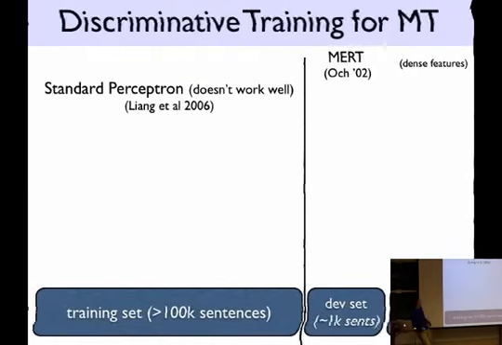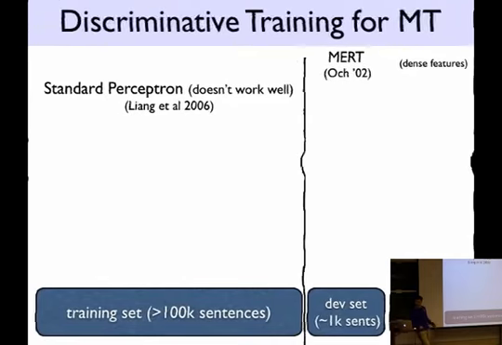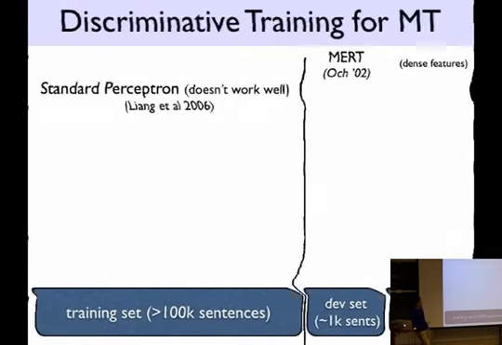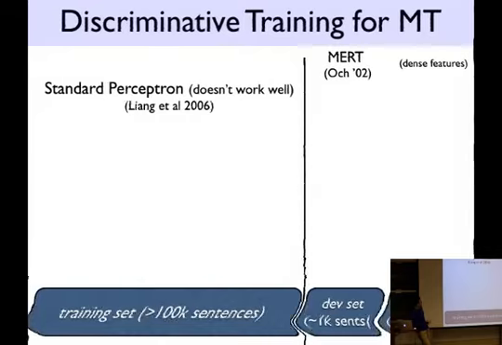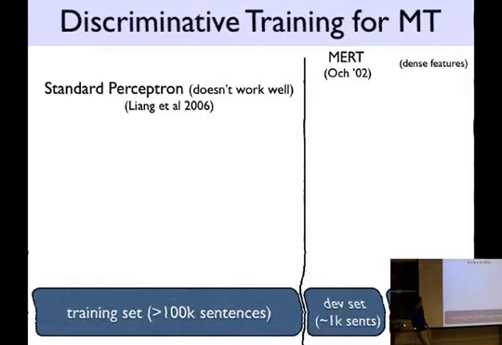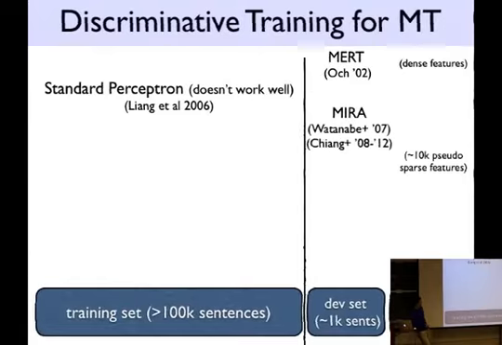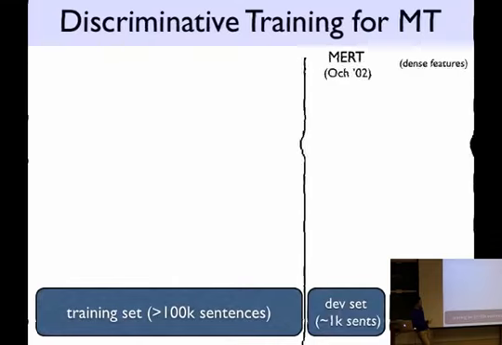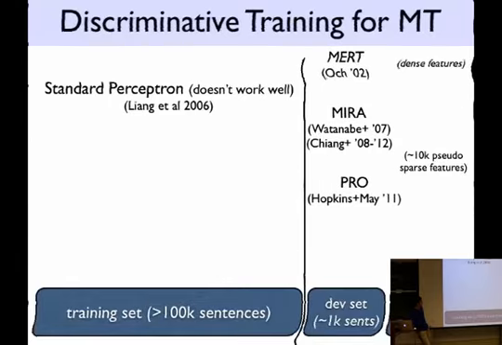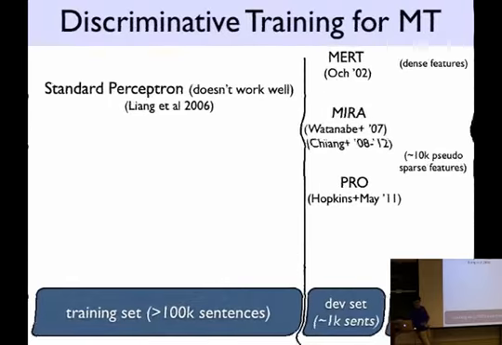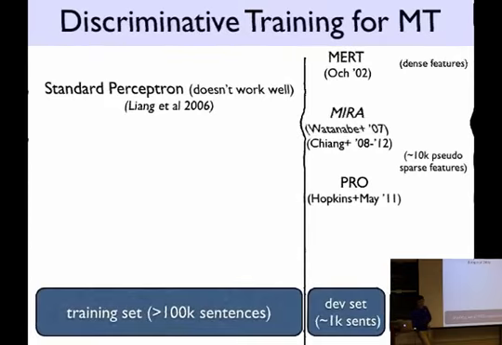So people tried standard perceptron and it didn't work out very well. And then people gave up on that line of work, which is basically training on the training set. And then they focused on just training on the dev set. That's, relatively speaking, very weird. Why would people focus on this line of work? Just training on the dev set, which was only 1,000 sentences, but for several reasons.